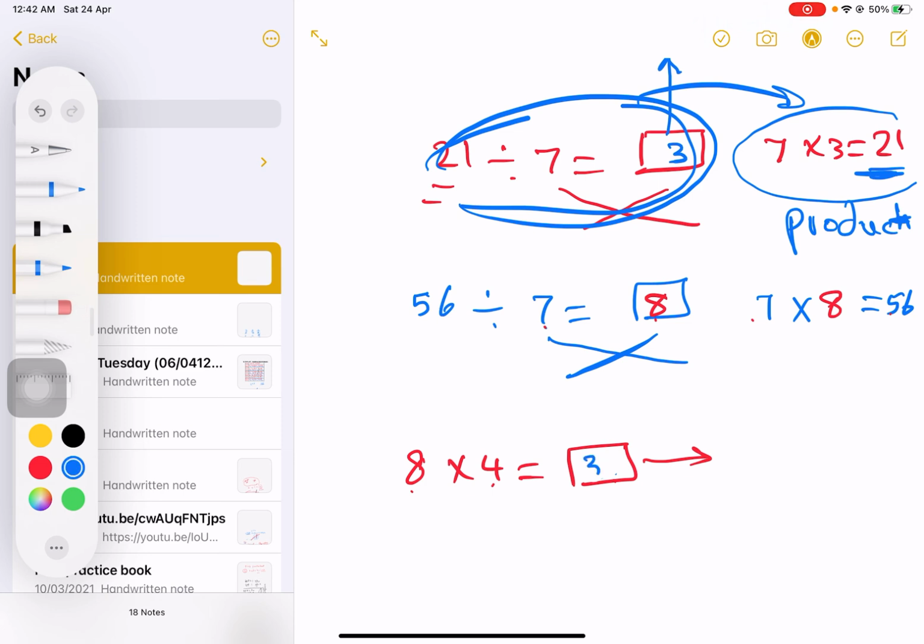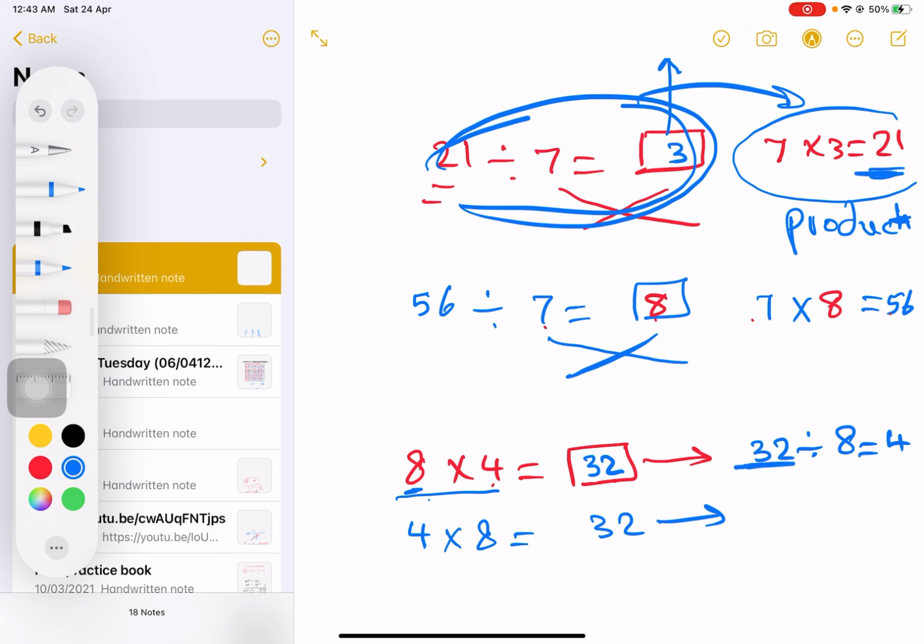It is 32. 8 by 4, it's 32. Write a division sentence. 32 divide 8 will give me how much? 4. Of course, I can switch these numbers. It can be 4 multiplied by 8. It will give 32.